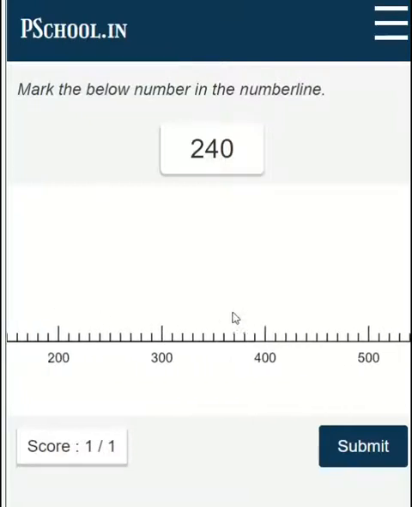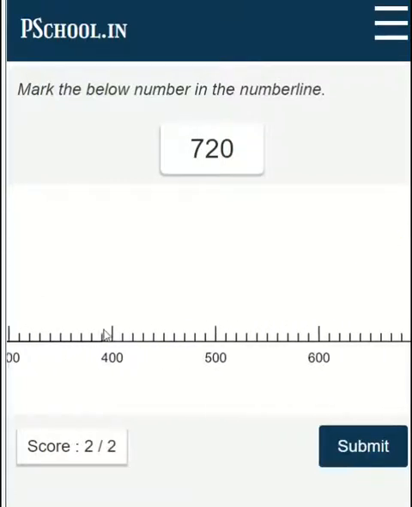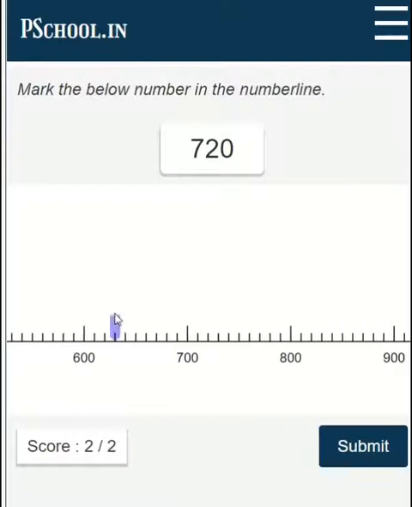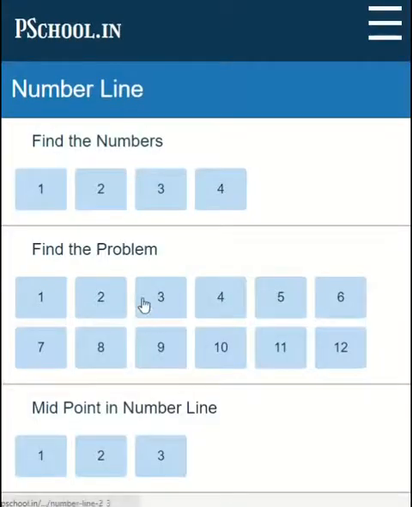240. Let us scroll the number line. So 200 is here and 240 is here. 720, we can find it here. In the same way, we can do the rest of the problems. Let us try one more.